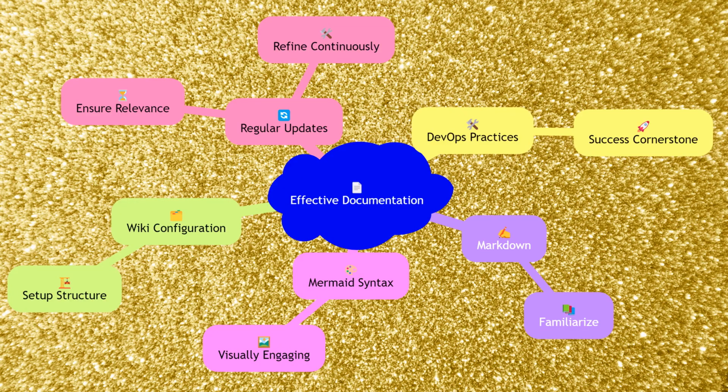Effective documentation is a cornerstone of successful DevOps practices. By configuring wikis and using Markdown and Mermaid syntax, you can create comprehensive and visually engaging documentation. Start by setting up your wiki structure. Familiarize yourself with Markdown and Mermaid, and begin documenting your processes and workflows. Regularly update and refine your documentation to ensure it remains relevant and useful.